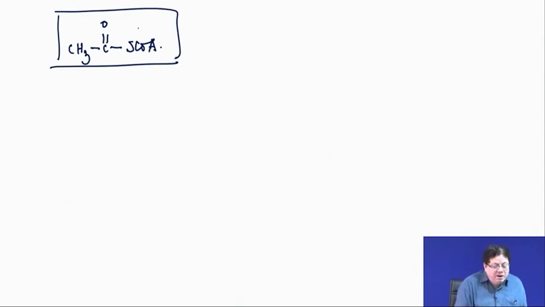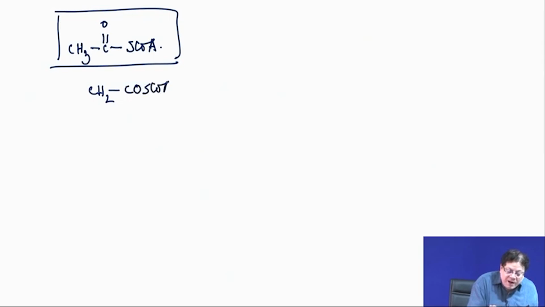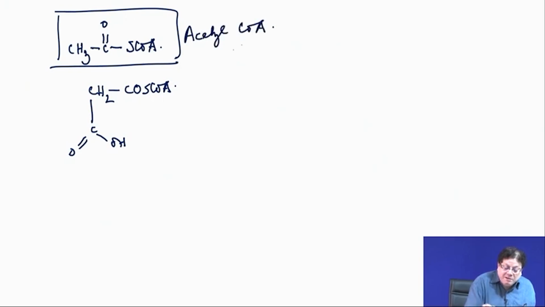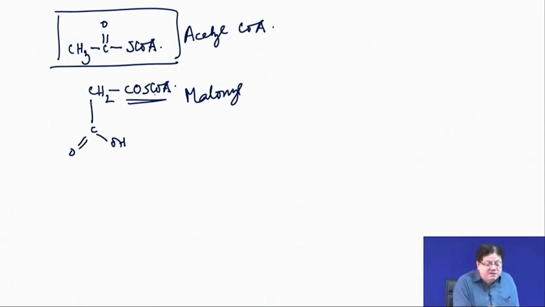One of the starting points is acetyl coenzyme A. And because it contains a smaller number of carbon atoms, it needs another component so that there is a reaction between the two. What is the other component? Usually the other component is CH2, CO, S, CoA and C double bond O OH. This is called acetyl CoA, and this is called malonyl CoA, because in malonic acid only one of the carboxylic acids is converted into CoA. So, this is called malonyl CoA.